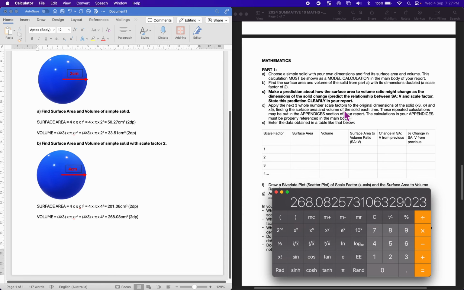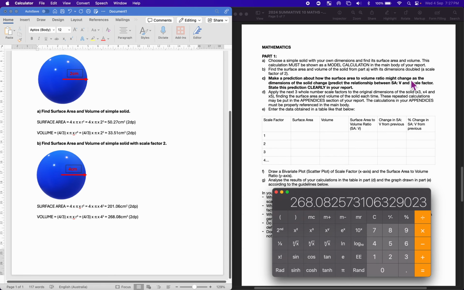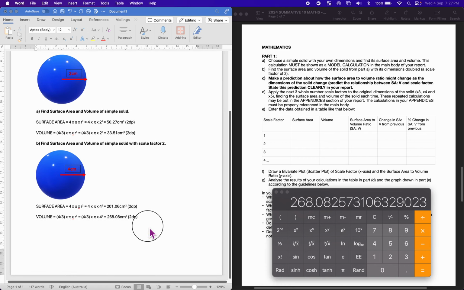Make a prediction about how the surface area to volume ratio might change as the dimensions of the solid change. Predicting the relationship between surface area to volume and scale factor. State this prediction clearly. So what is the surface area to volume ratio?